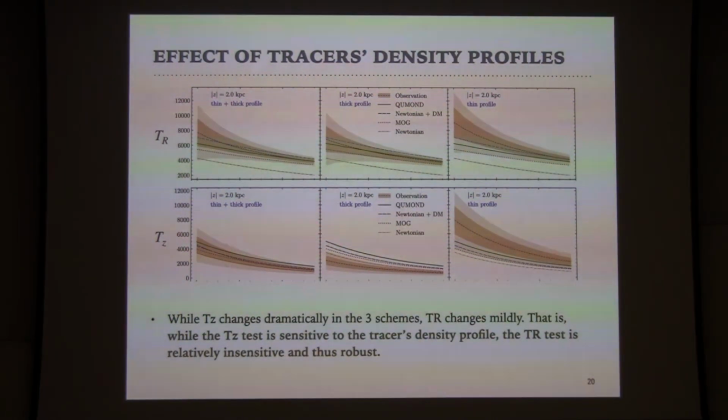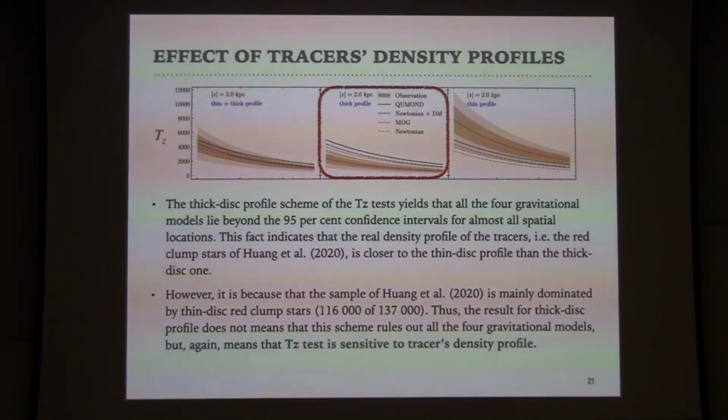By varying the tracer's density profile, we observed dramatic differences in the TZ result, while the TR result remains very stable. This suggests that the TZ is highly sensitive to the tracer's density profile. In contrast, the TR test appears to be relatively insensitive, and this makes it more robust in analysis. When we employ a thin disk profile in the TZ test, as shown in the middle panel, we find that all the 4 gravitational models fall outside the confidence interval for almost all the spatial locations.